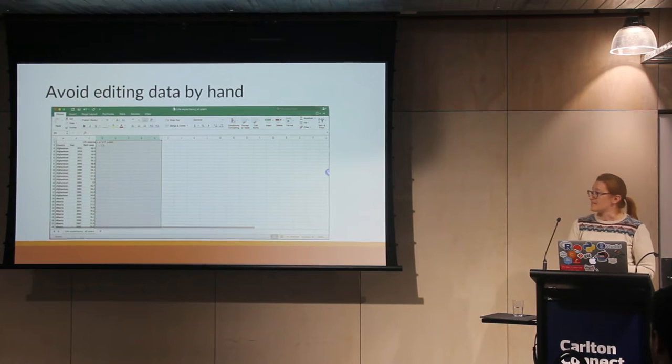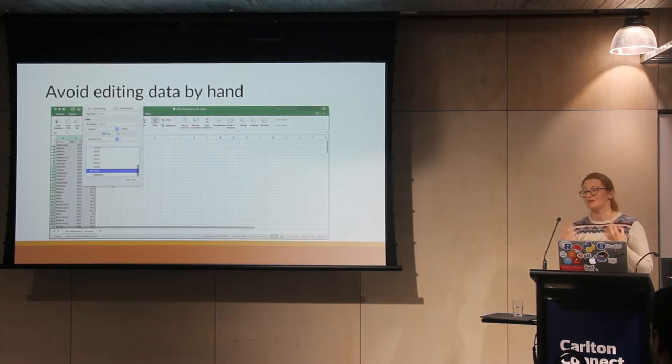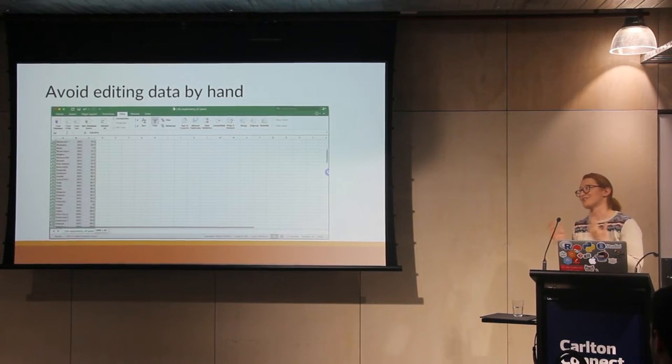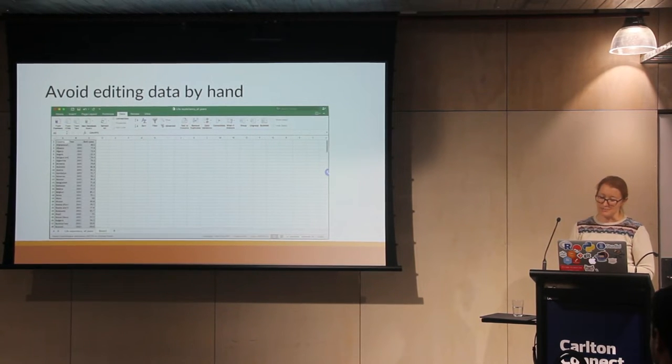Another trap for reproducibility is when you edit data by hand. So it can be really tempting when you have a small data set and you think to yourself, well, I only need to do this once. We all know it's never just once. And it's one of the hardest things to document properly.